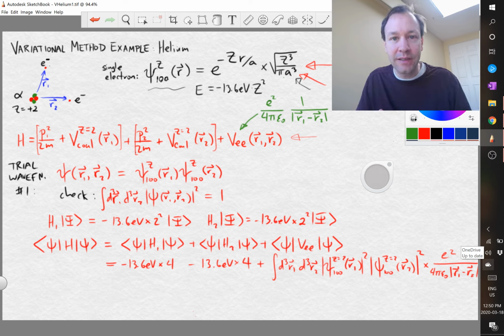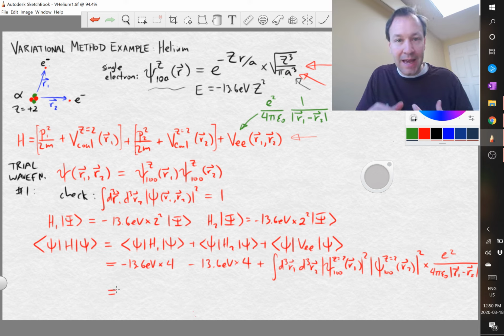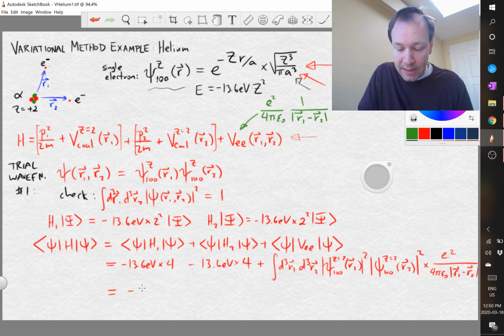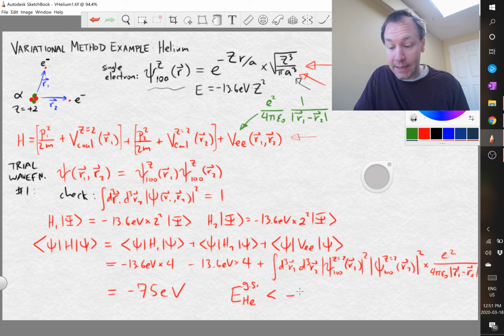I'm not going to go through the integral here. You can see the details in Griffiths. I'll just write down the answer. Once we take into account the value of that integral and the first two terms, you end up getting approximately minus 75 electron volts. Notice we don't have any parameters here. We just tried one single trial wave function. And so what we know now, based on that, is that the ground state energy of helium is less than minus 75 electron volts.